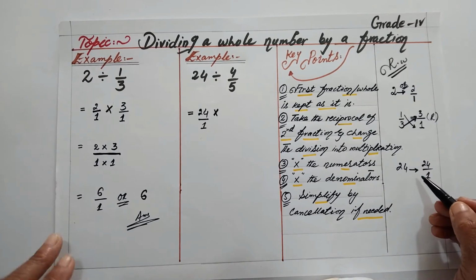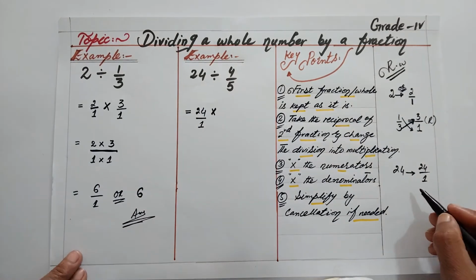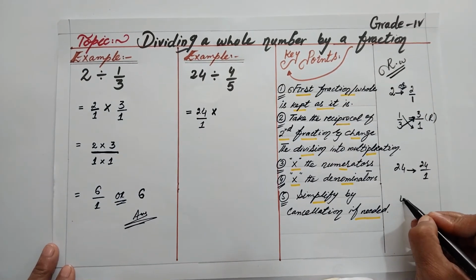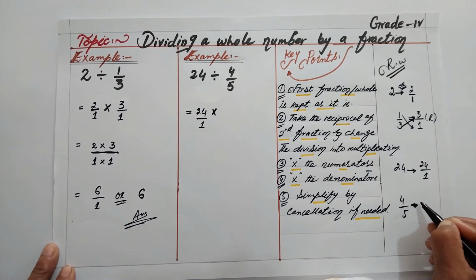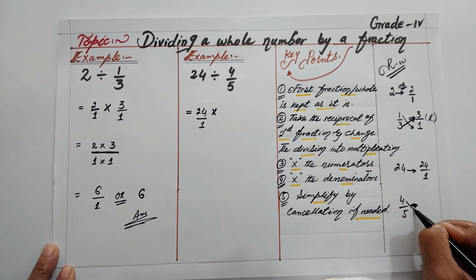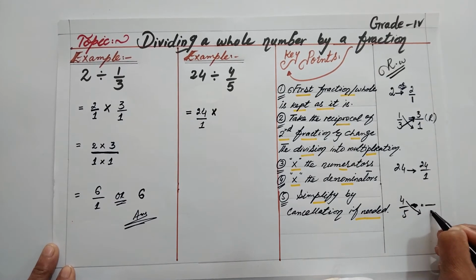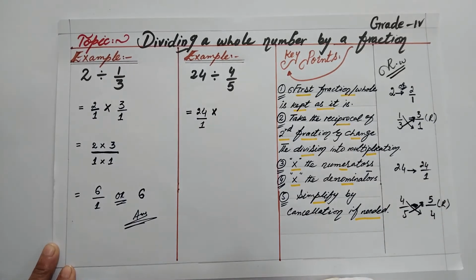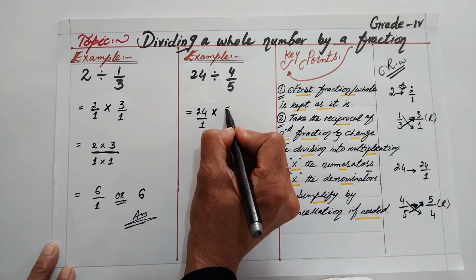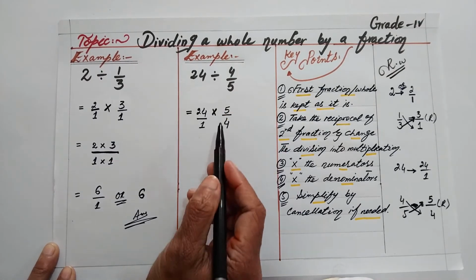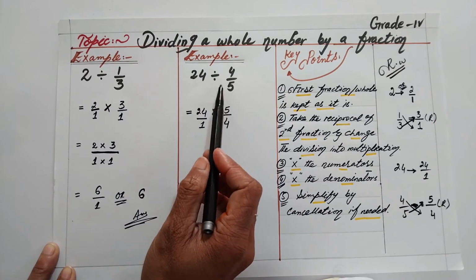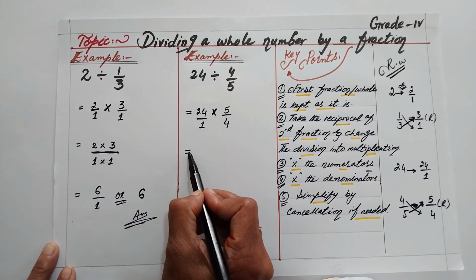Now we have to take the reciprocal of the second fraction. As our second fraction is 4 over 5, what will be the reciprocal of 4 over 5? Simply 4 will be the denominator and 5 will be the numerator. So 5 over 4 is the reciprocal of 4 over 5. We just convert the numerator into the denominator and the denominator into the numerator.